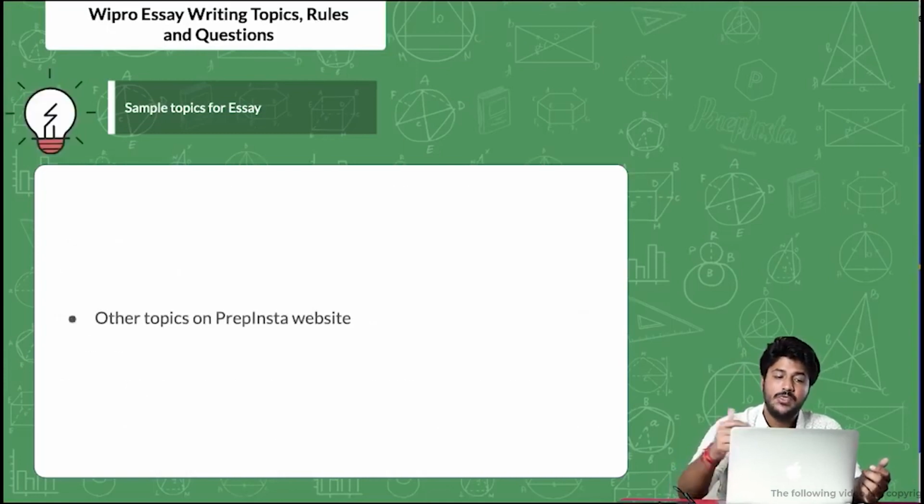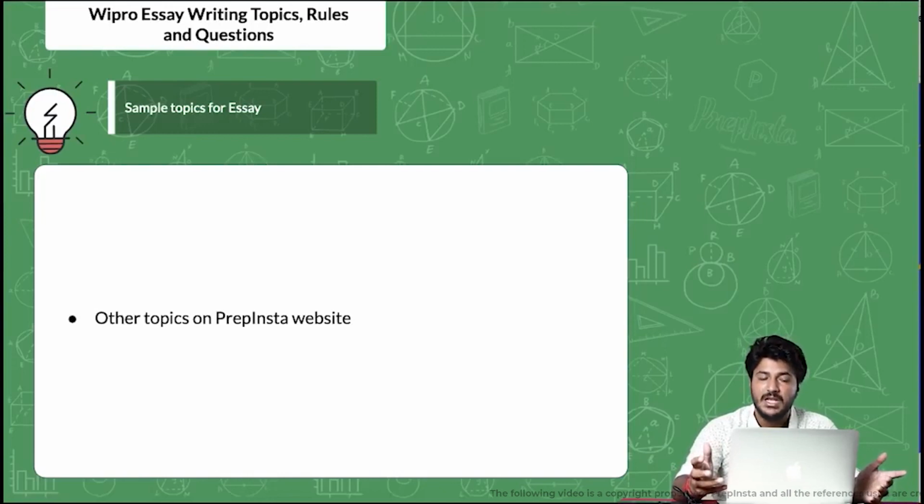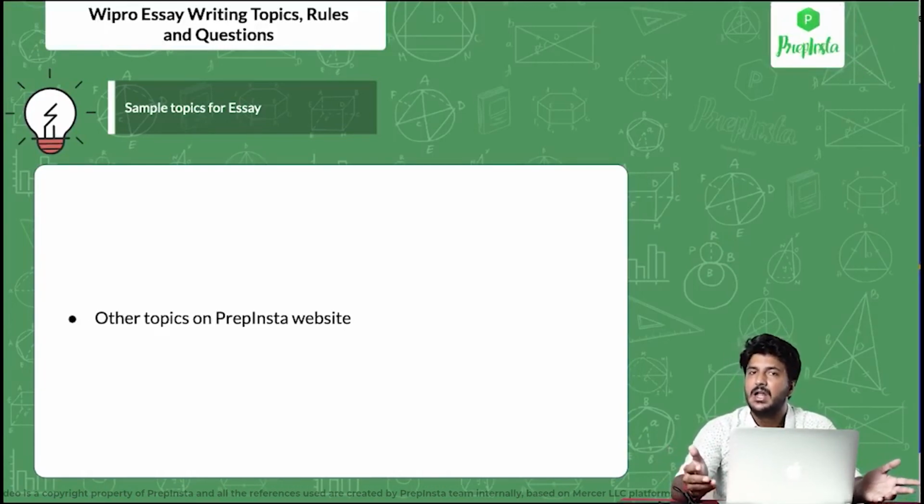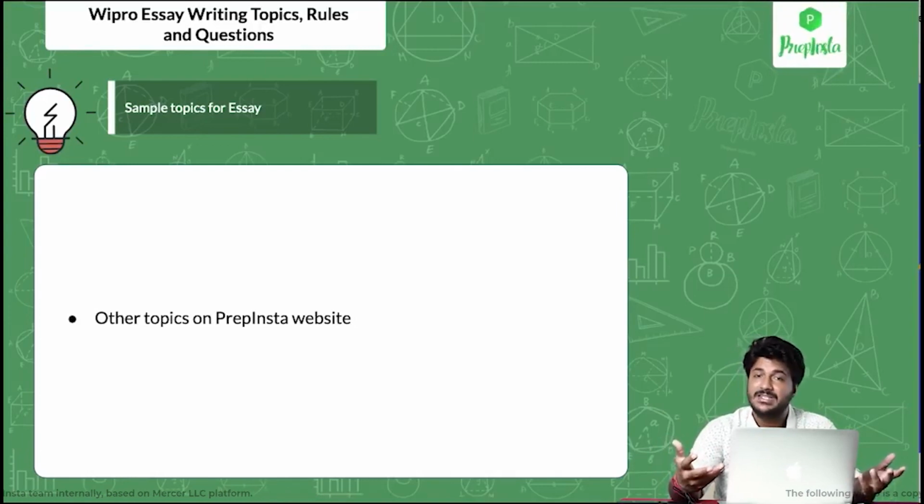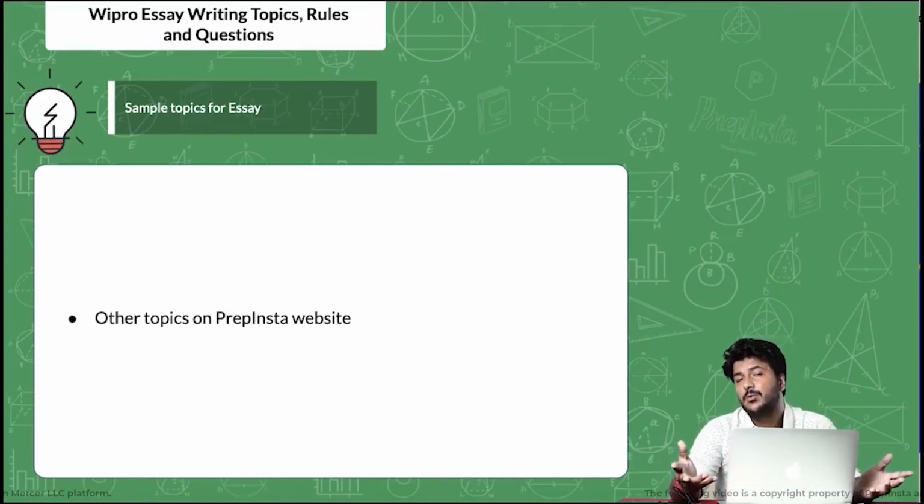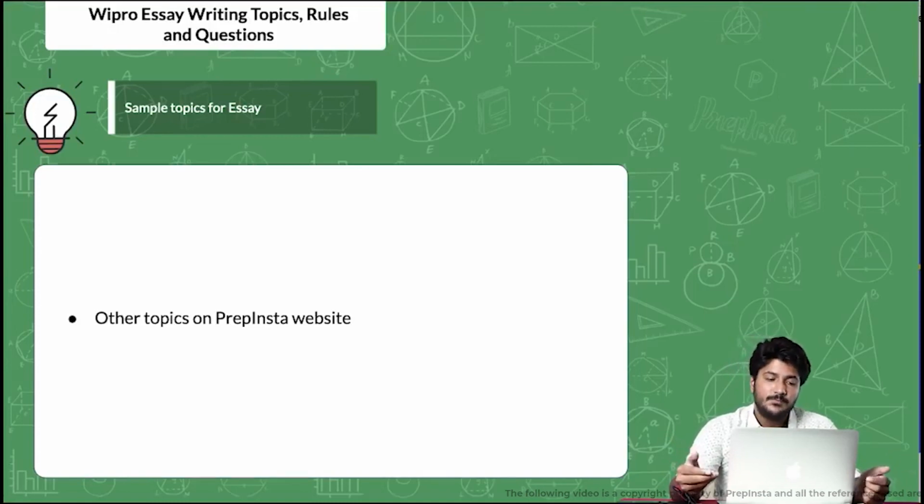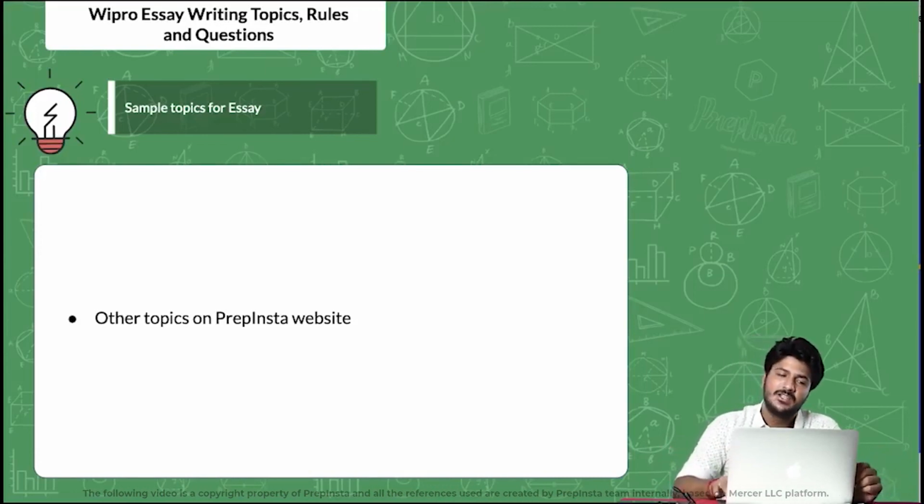Recent ones, but on the Prep Insta website, we have posted about 50 Wipro topics that are asked in essay writing, and we gave those 50 topics to all the online class students. 95% of those got the exact same 50 topics. I think there were 2 or 3 students who got new essay topics. So all the topics that have been mentioned on our Wipro essay writing page are only the ones that are going to be asked with the maximum probability. The link of that page is also given in the description of the video. So after watching this video, probably you can visit that page, right?